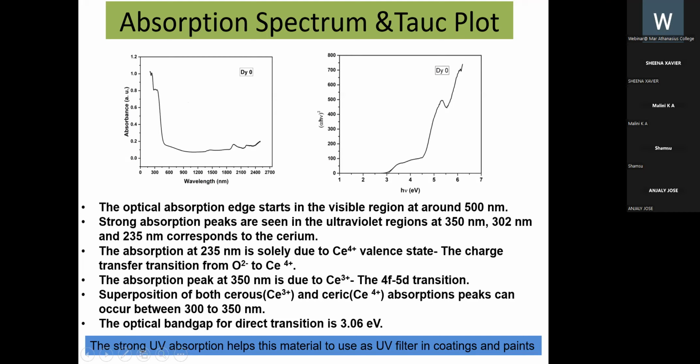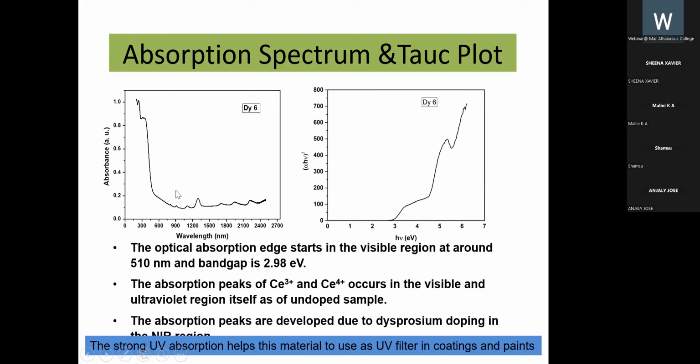This is the absorption spectrum of the dysprosium doped samples. In the visible, the absorption edge starts at 510 nanometers, and the band gap is about 2.98 electron volts. As in the previous case, the cerium 3+ and cerium 4+ absorption peaks are visible here. But additionally, some other absorption peaks are observed in the NIR region.